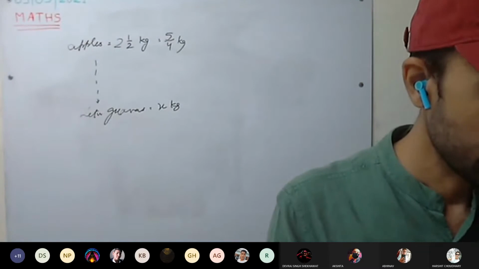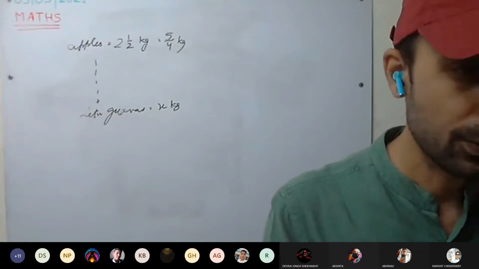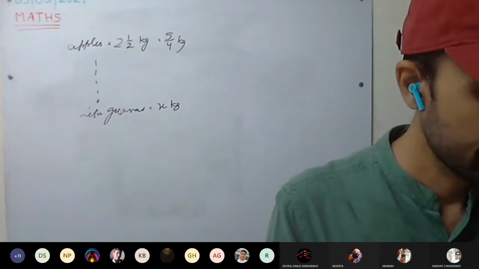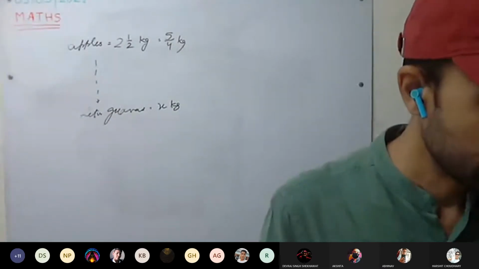Fourth one, you have to do it yourself. You have to verify the associative law, which we have done. Also verify the distributive law. You have to do it. Okay. Now fifth one we start. From fifth one we start.